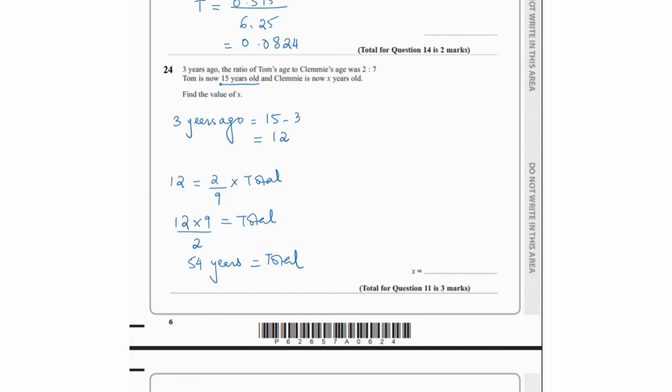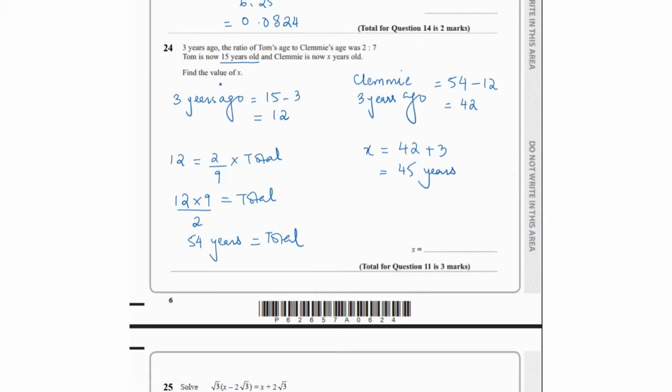So now we can find Clemmie's age 3 years ago. That's going to be 54 minus 12, and that is 42. So Clemmie's age now would be 42 plus 3, because your 3 is in the present, so that's going to be 45. That is Clemmie's age. If you want to use some other method to solve this, that's also fine, as long as you're getting the correct answer, because this is like a basic ratio question mixed with algebra.